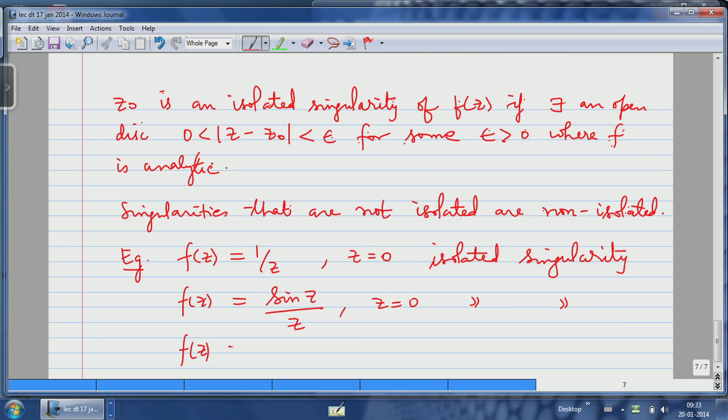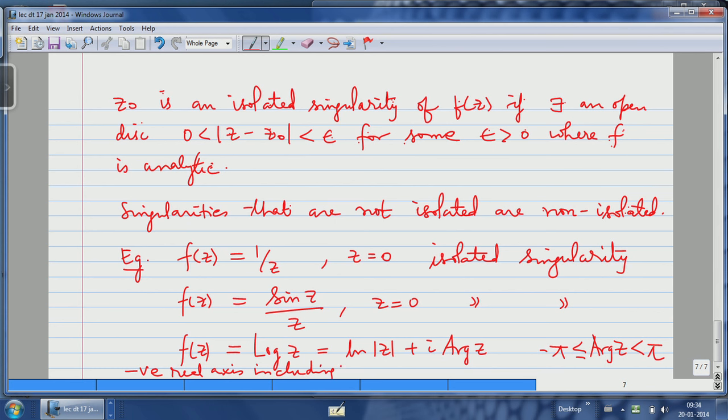Let me give you the principal branch of the logarithm, f of z equal to principal branch of log z, which is ln mod z plus i times the principal argument of z, with the principal argument of z varying from minus pi to pi, minus pi included, pi not included. And so let me write here, points on the negative real axis including 0 are non-isolated singularities.